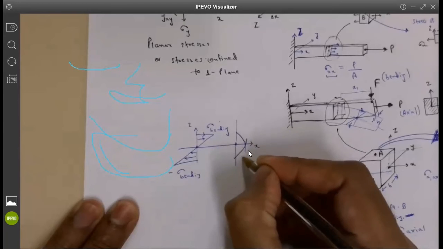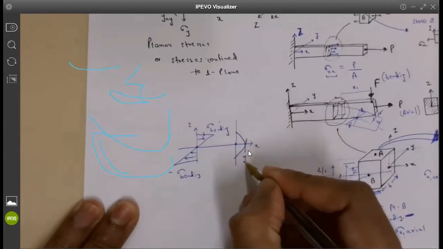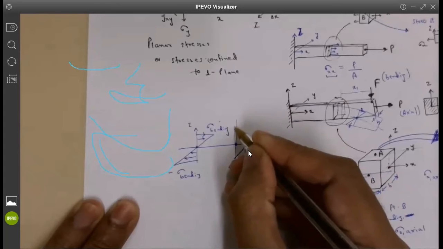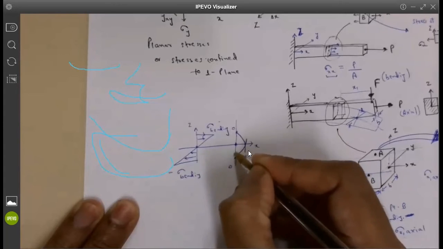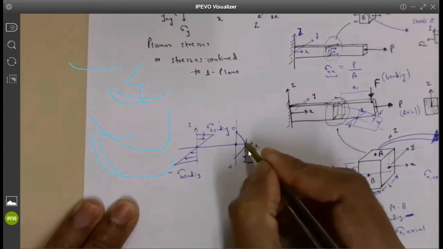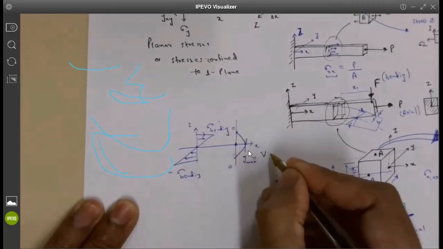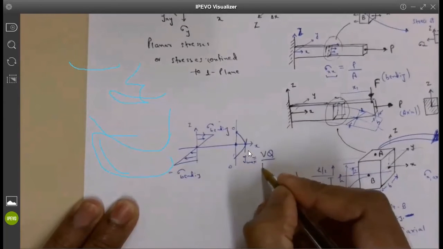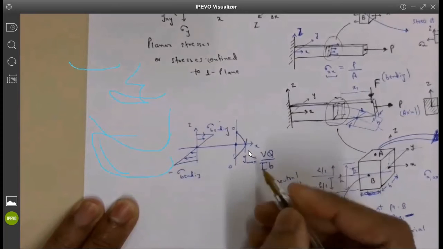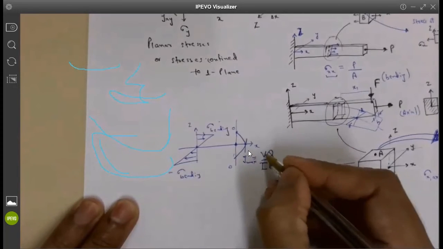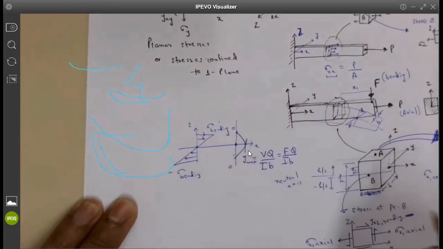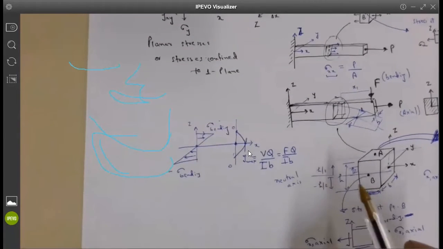This is tau max. This is 0. So shear stresses are 0 at the top and bottom, but maximum at the neutral surface. And the formula for getting that is shear force times Q. Q is the first area moment, I times width. So this is your FQ divided by IB, and Q is the first area moment.